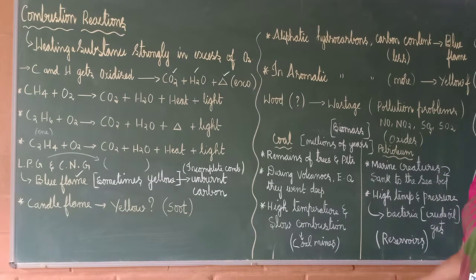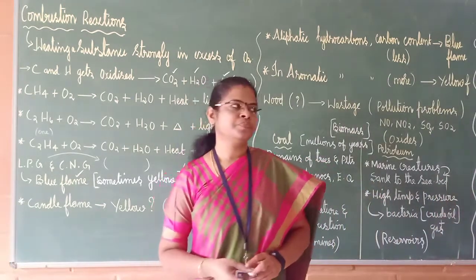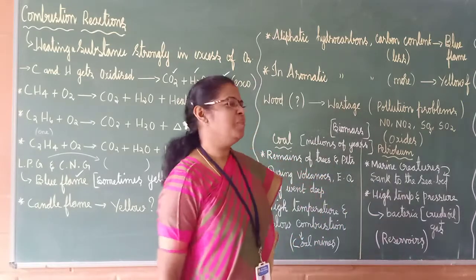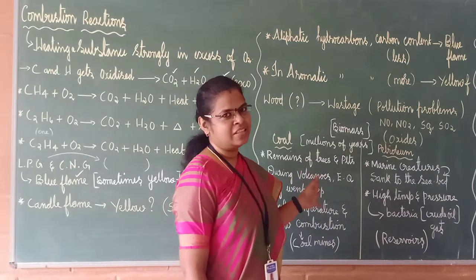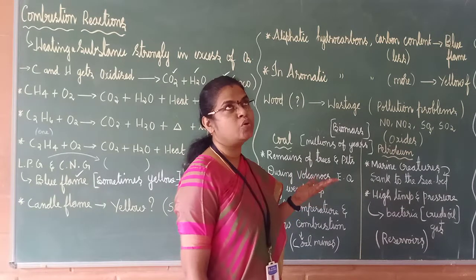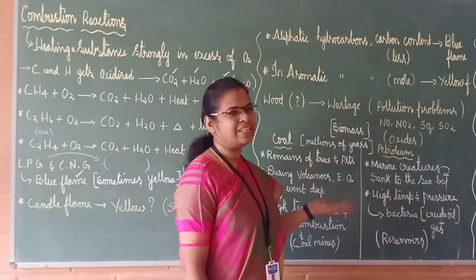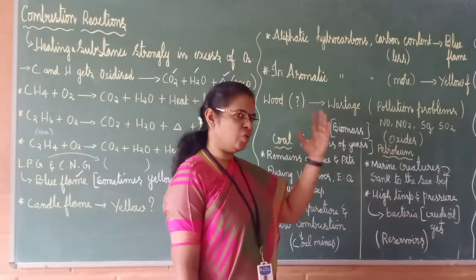Now, we should also know about coal and petroleum. In your lower classes you have studied this, but still a brush up of what is coal and what is petroleum. How will we get coal? Millions of years ago, what happens? The remains of plants and trees, due to calamities like volcano eruption and earthquake, the whole thing gets disturbed and goes inside.